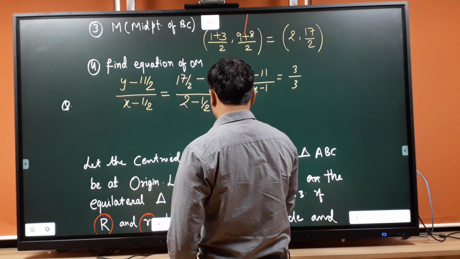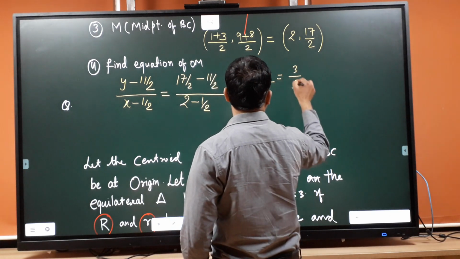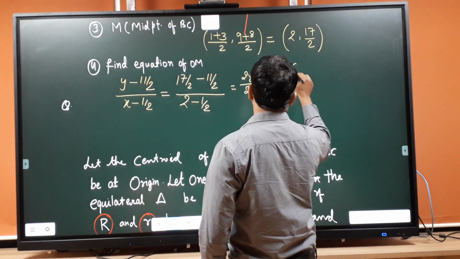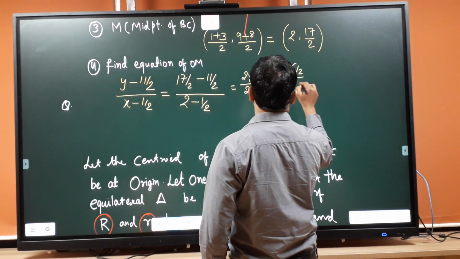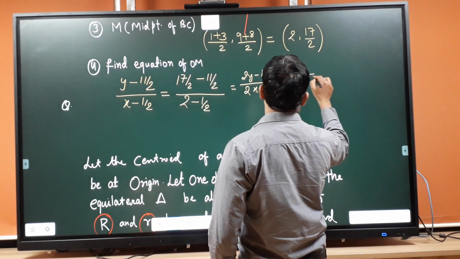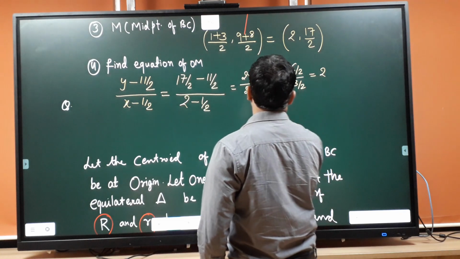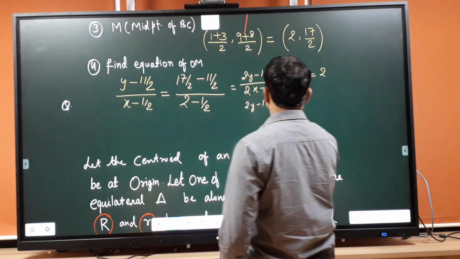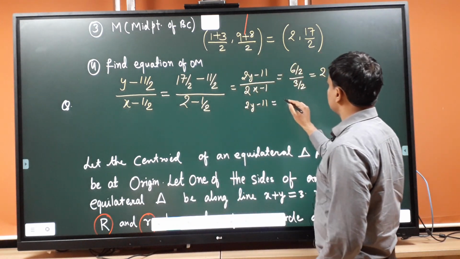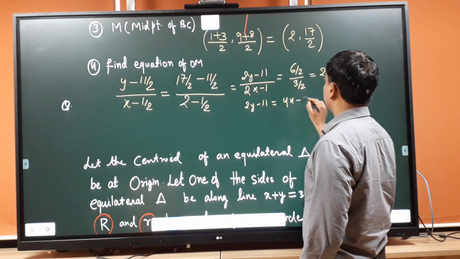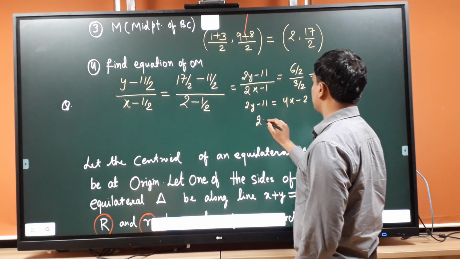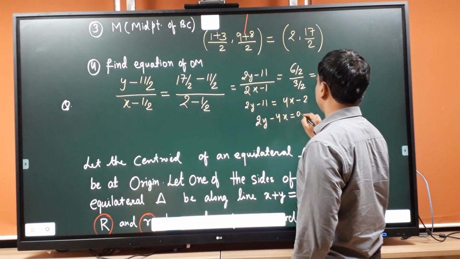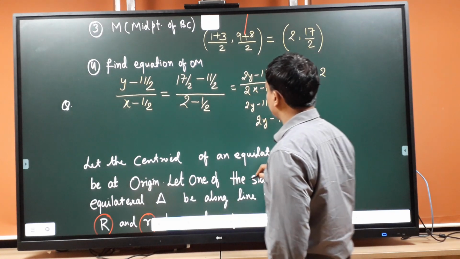Okay, so here, no, not 3 upon 3. See, these are the mistakes that we generally make. It will be 6 minus 2 and it will be 3 minus 2, so this will come out to be 2. Now we can simplify it. 2y minus 11 is equal to 4x minus 2. So we can write this as 2y minus 4x is equal to 9. This is the equation of OM.